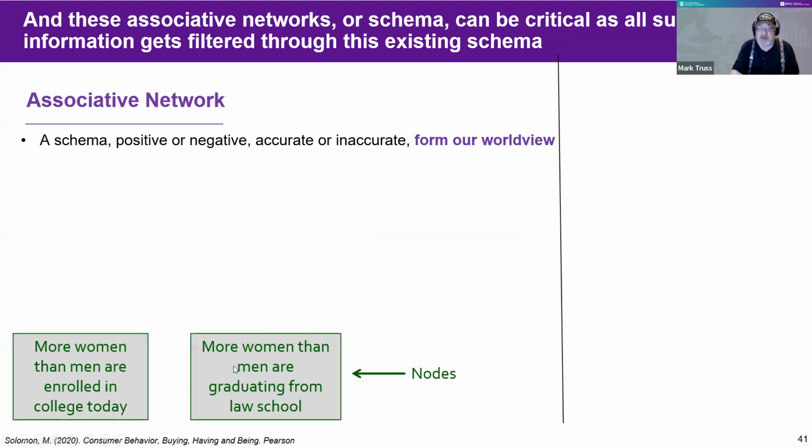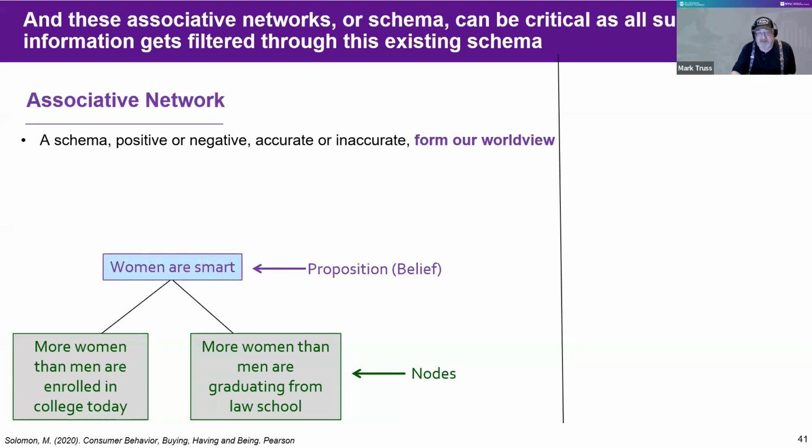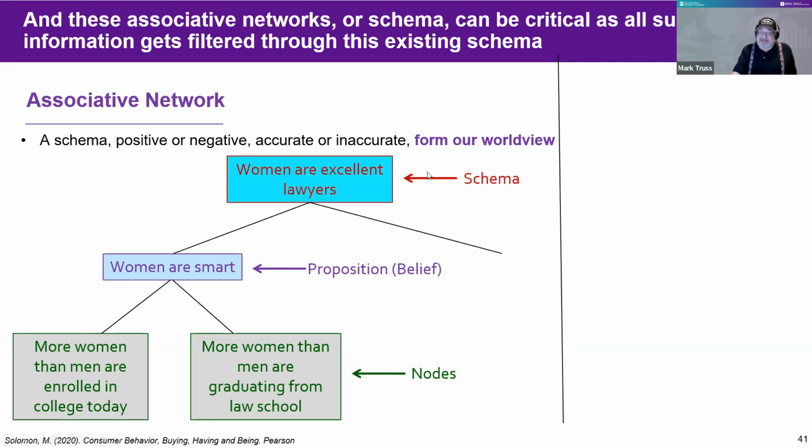If we see these two nodes of information, more women than men are enrolled in college today, and more women than men are graduating from law school, that will lead to a belief, a proposition. Women are smart. More women in college, more women from law school. And that proposition may lead to a schema. Women are excellent lawyers.